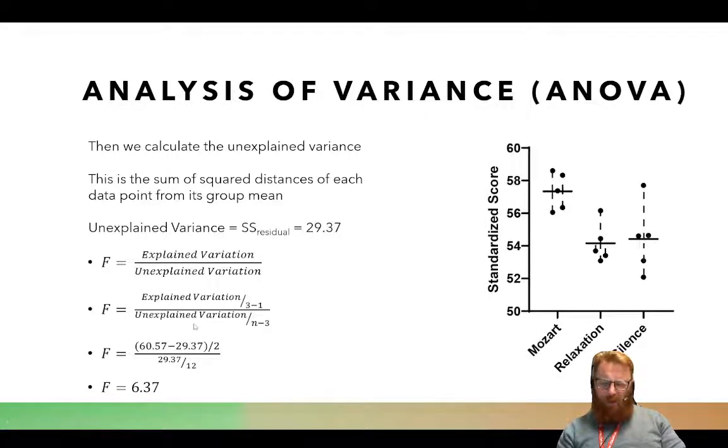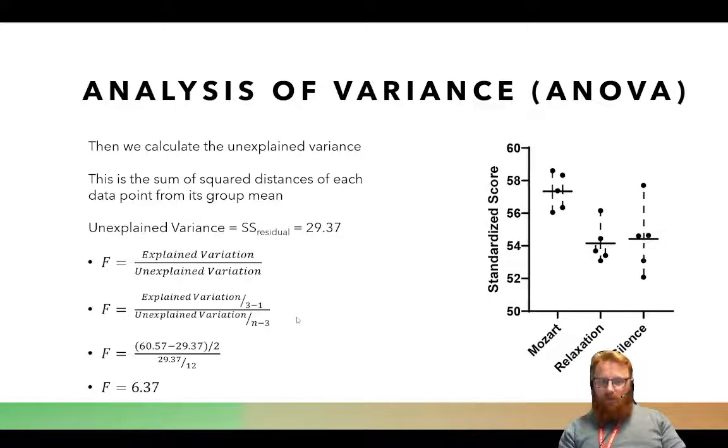Now, as I said, F is explained variance over unexplained variance. Just like before, we divided our unexplained variance by n minus something. In this case, we're going to take our explained variation and divide it by something as well. We're going to talk about it later. Just pretend they're not there. I just wanted to calculate the actual F value. The actual F value is 6.